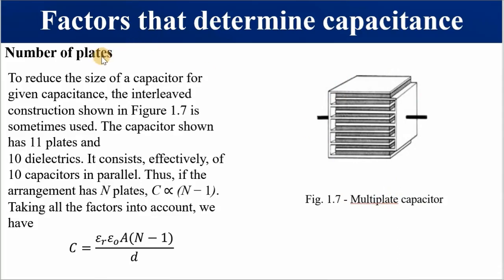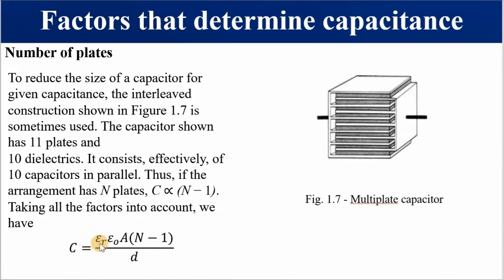Hence, the number of plates also affects capacitance. Let's have a look at the formula for calculating capacitance C. As you can see, the higher the number N, the higher the value of capacitance. Hence, the number of plates affects capacitance from that formula. Guys, you must know this by heart.